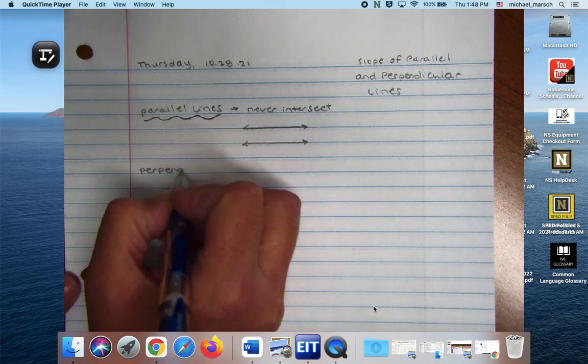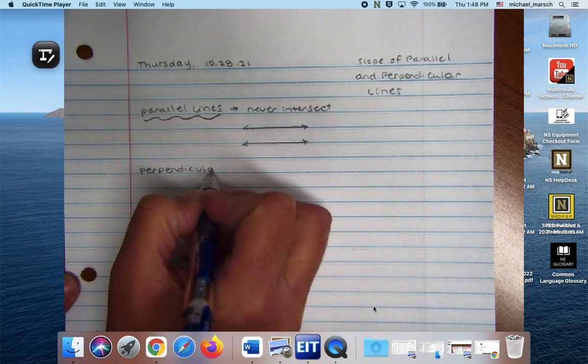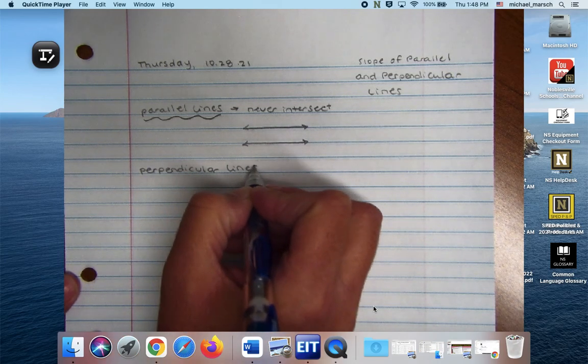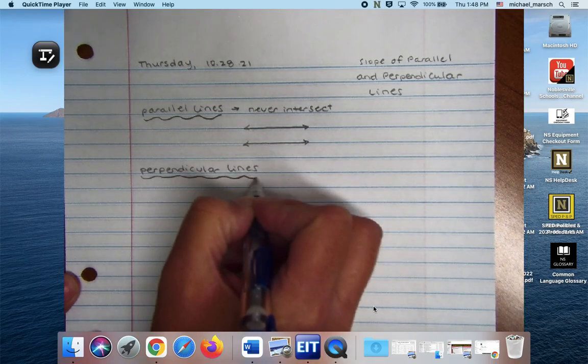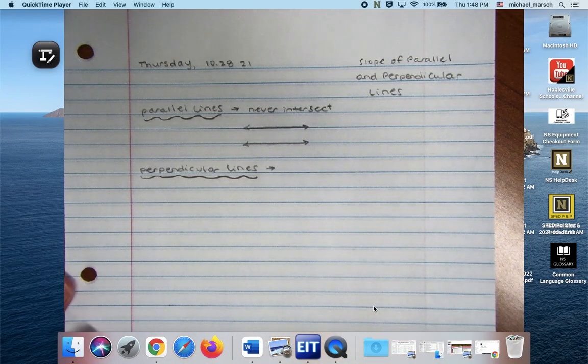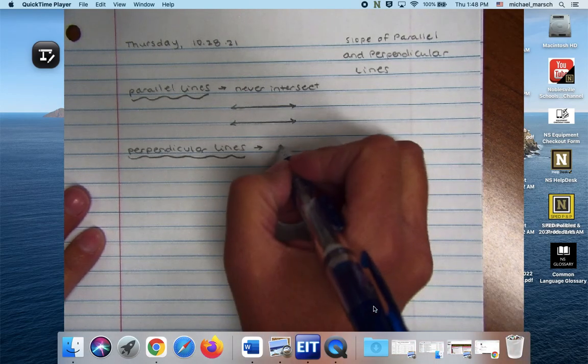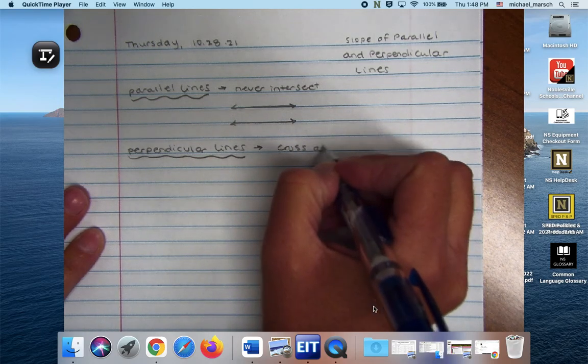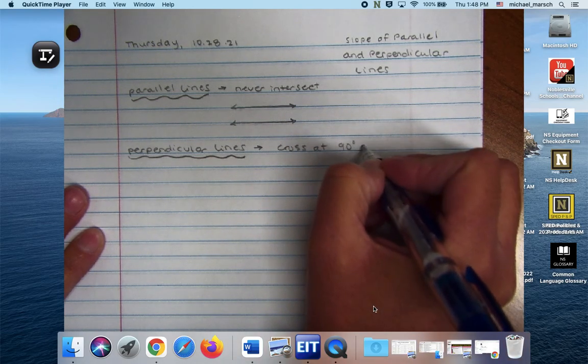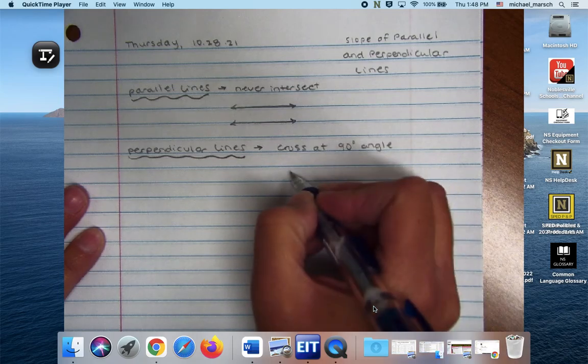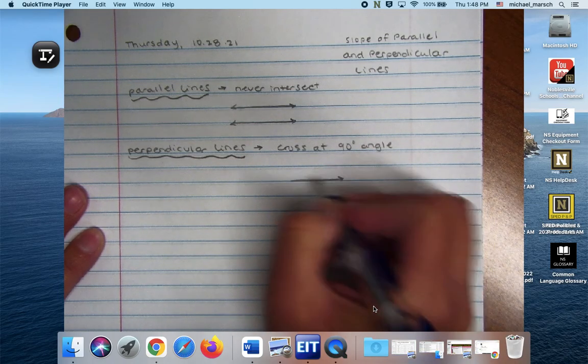So the other type of lines are perpendicular lines. Who remembers what perpendicular lines are? Jackson? They cross very specifically at a 90-degree angle. Yes. Cross at a 90-degree angle. So you're going to have something that looks like this.